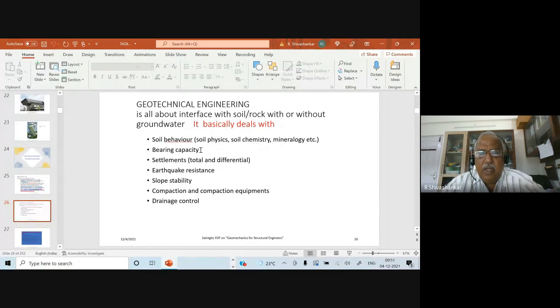It is preferable not to have any differential settlement. And we should make the ground resistant to earthquakes, because there are two situations. When the structure is on hard soil, there's a different type of failure, and when the structure is on soil, silt or clay or fine sand, we will have the problem of liquefaction. So I don't want my ground to get liquefied, which means there will be a temporary loss of bearing capacity.